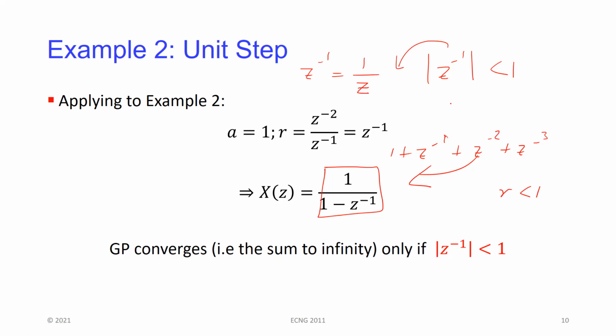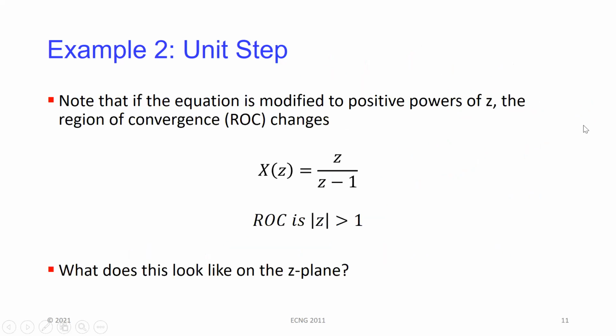So if mod 1 over Z is less than 1, then if I flip this around, I'm saying that mod Z has to be greater than 1. If I take the inversion, the sign inverts. And what does mod Z greater than 1 look like? Mod Z equal to 1, if you remember your complex numbers.